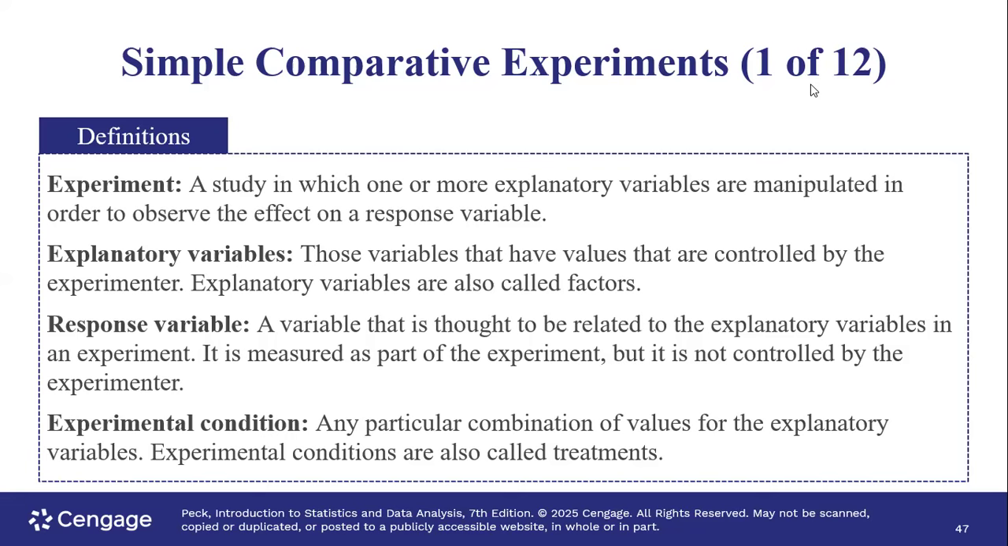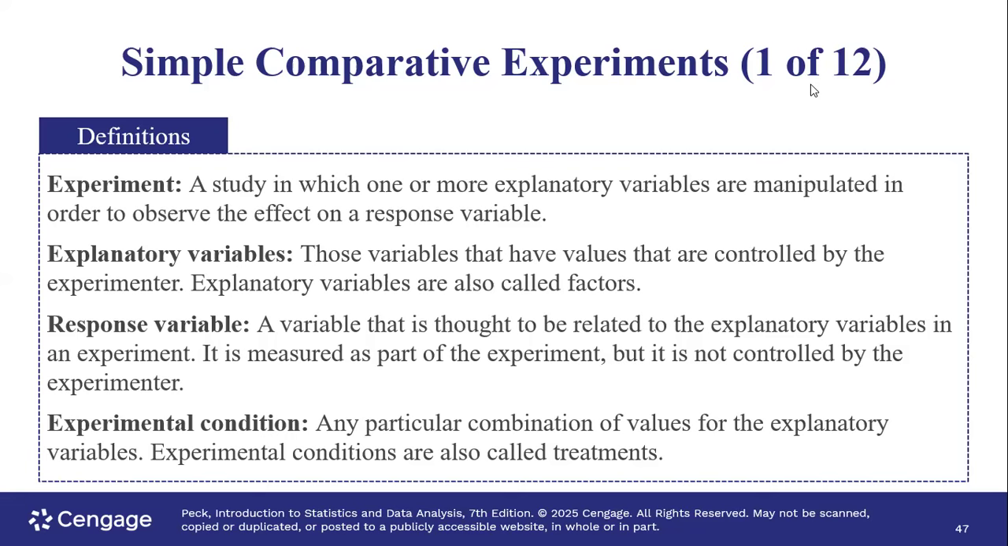Experiment is I'm controlling some factors. Like if I divide the participants into groups, one group takes the existing drug, the other group takes the new drug. I'm controlling those factors. Therefore, I'm running an experiment. So explanatory variables are values that are controlled by the experimenter. Explanatory variables are also called factors. In my example, very simple, the explanatory variable is the old drug compared to the new drug. So the drug is the explanatory variable.